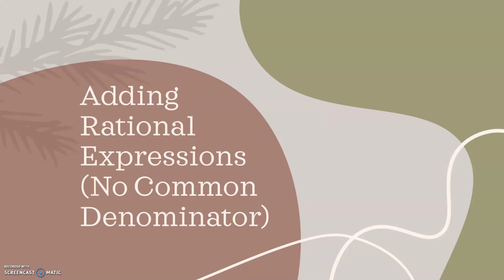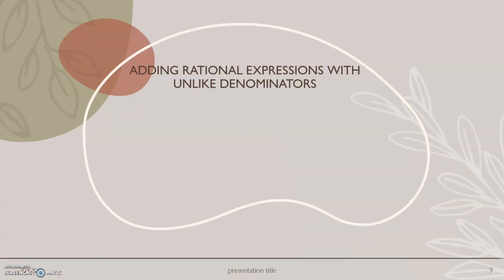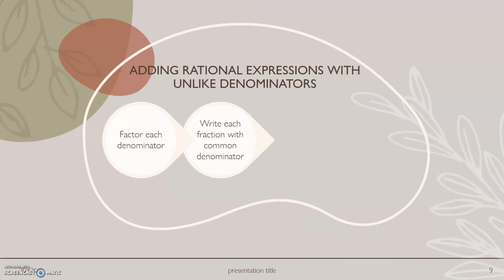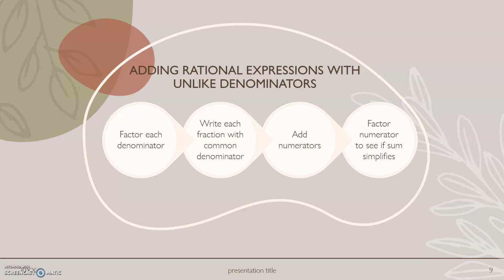Now, if we don't have a common denominator, then we have to do that same process that we did with fractions. First, we have to factor our denominators, and then we write each fraction with a common denominator. We multiply by a special kind of 1 so that we can have a common denominator. Then we add the numerators, looking for like terms, and we might need to factor the numerator to see if the sum simplifies at all.